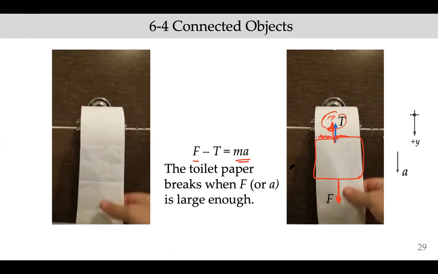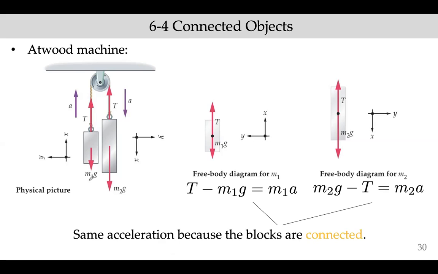Let's continue with the Atwood machine. In this case, we have two masses, but they're different. M1 is smaller, M2 is larger. They're supported by the same rope, so they should have the same tension. If you look at the picture, you can easily say this large one is going to go down. The small one will go up. So there's no ambiguity. It's easy to tell.